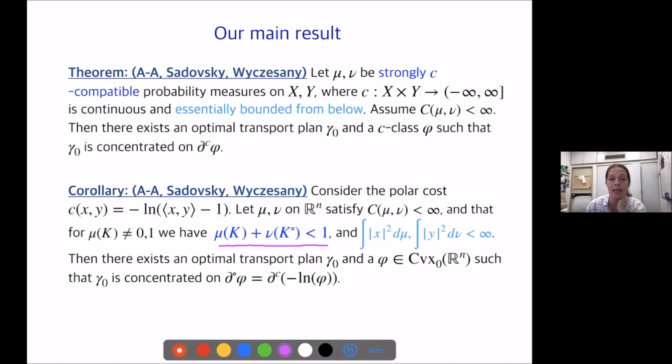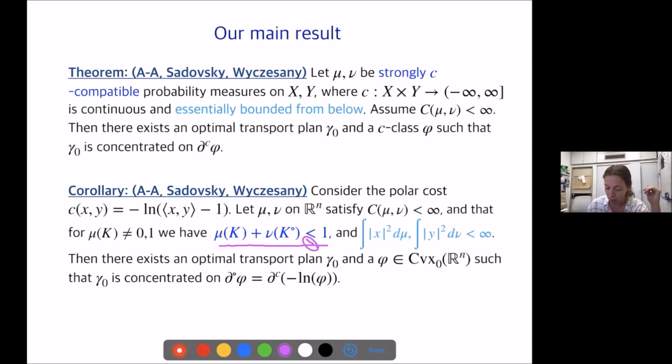So I look at a set and its usual polar, and I measure the mu measure of the set and the nu measure of the polar. Actually, it's enough for K to just consider convex K. Then I need this sum to be less than 1. And again, less than or equal to 1 is a necessary condition. If it's sometimes more than 1, then I'm sure that there will be no finite cost transport map or plan between them.